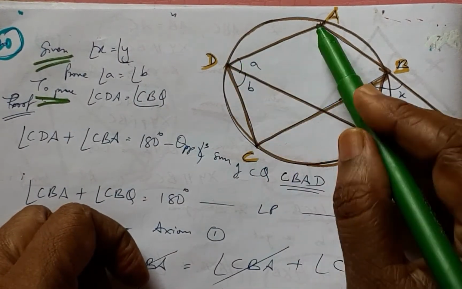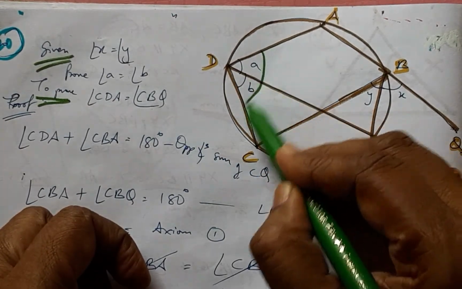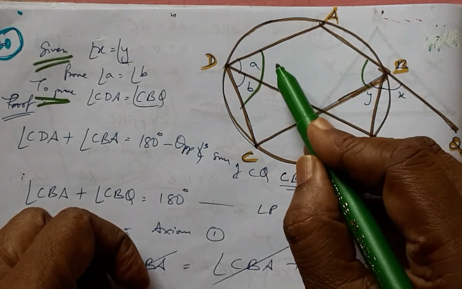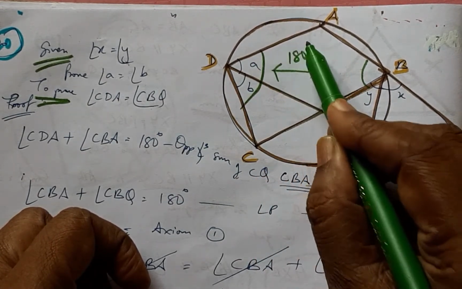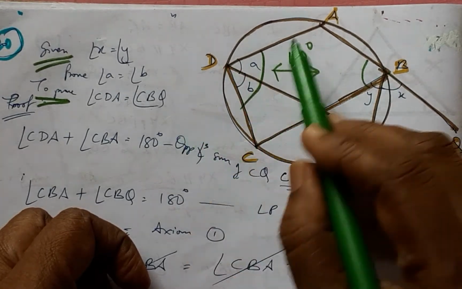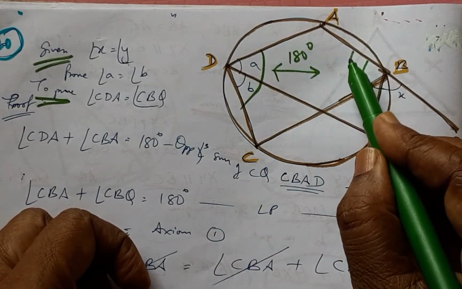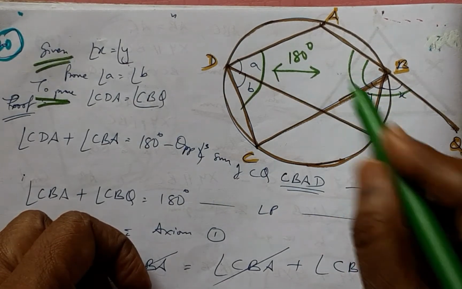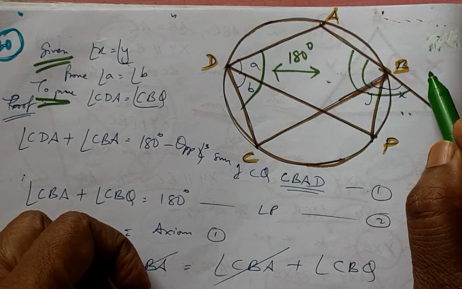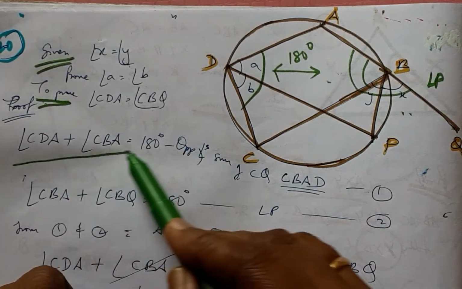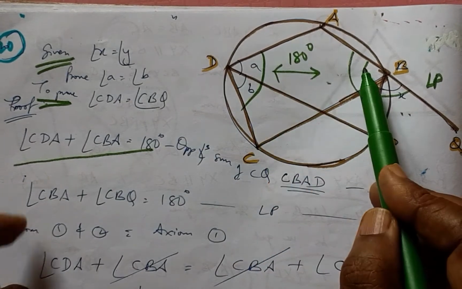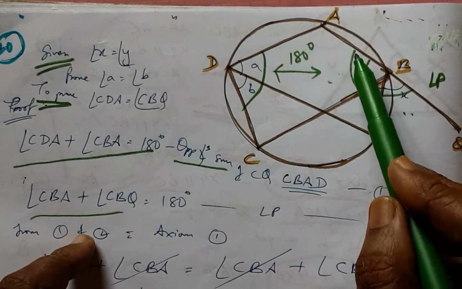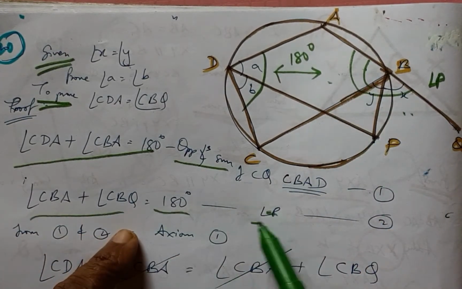For cyclic quadrilateral ABCD, this is equal to this. This and this equal 180 degrees, the sum of these two angles, angle D and angle B. But again, this angle and this angle cumulatively are 180 because these two form a linear pair, and that has been written here. These two angles are opposite, and these two angles form a linear pair.